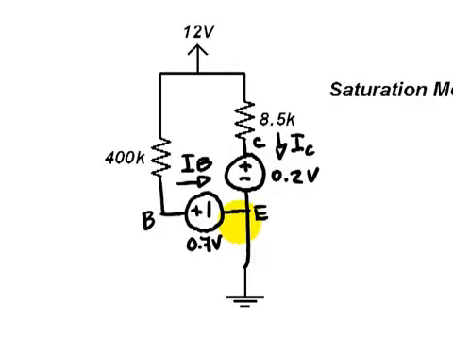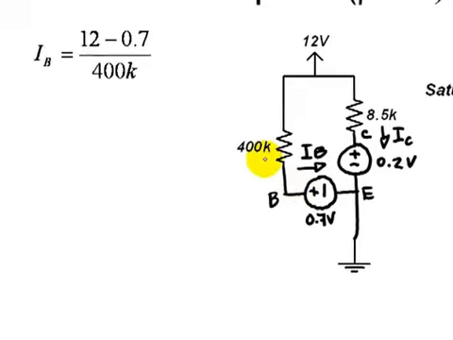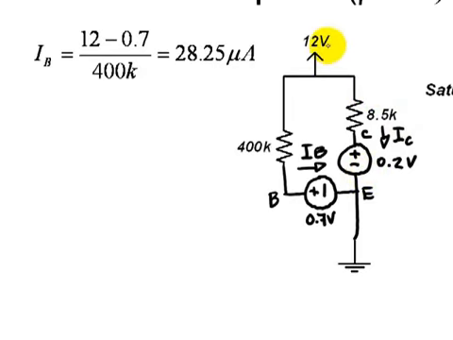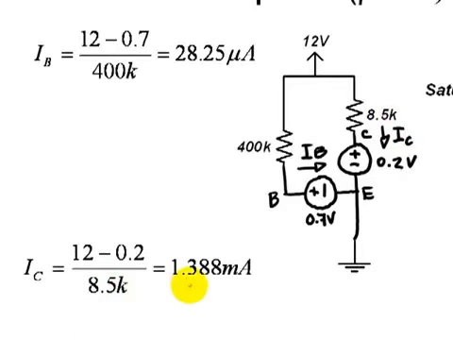We compute the circuit again. Of course, the base current will not change. It's still going to be 12 minus 0.7 over 400 kilos, 28 microamps. However, the transistor is not amplifying that current anymore. So the current in the collector will be just the current in an RV branch: voltage of the origin, 12, minus voltage of the destination, 0 volts, minus the source in the branch, 0.2, divided by 8.5 kilo ohms. That current is 1.39 milliamps.